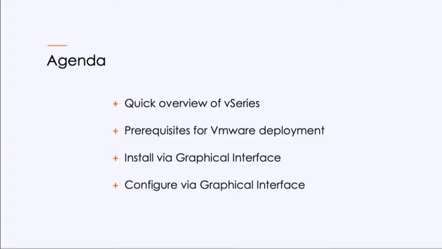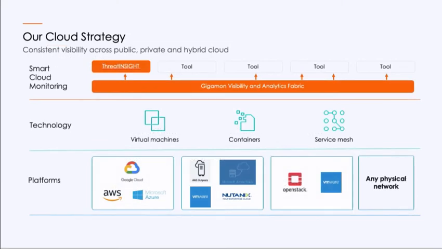The agenda is a quick overview of V Series. We're going to talk about the prerequisites before we can deploy it. We're going to install it via the graphical interface, and then we're going to configure the monitoring via the graphical interface. A little bit about the strategy around Gigamon and our cloud services.